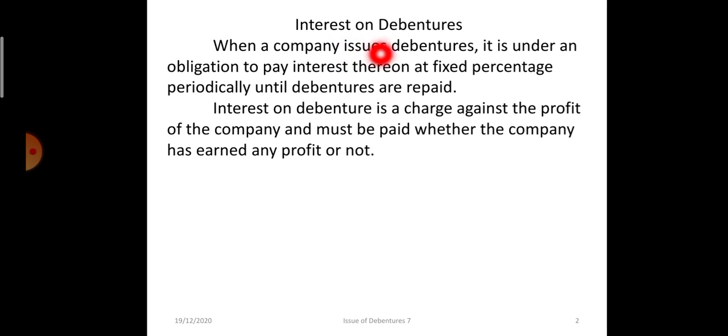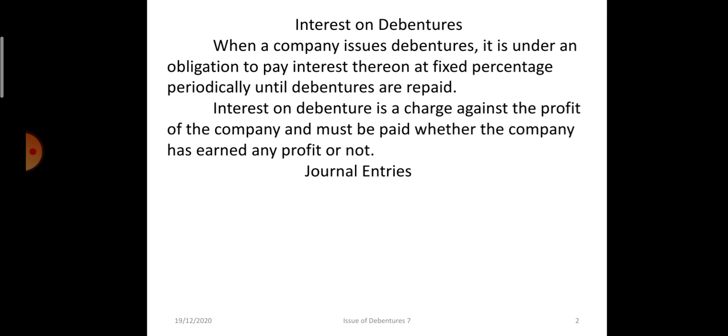When the company issues debenture, it is under an obligation to pay interest at fixed percentage periodically until the debentures are repaid. Interest on debenture is charged against the profit of the company and must be paid whether the company has earned any profit or not.